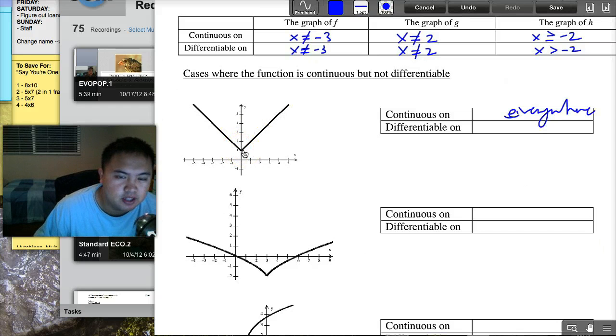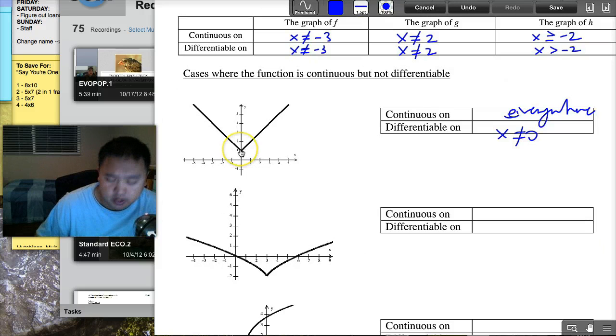I have a sharp point, and maybe you didn't understand it in class, but I can't take the derivative, or I can't find the slope at this point, because the slope changes really drastically. It's like a sharp turn almost. So I cannot take the derivative at very sharp points because I can't figure out what the slope is at that point. The slope here is undefined. So it's differentiable everywhere except x equals 0.